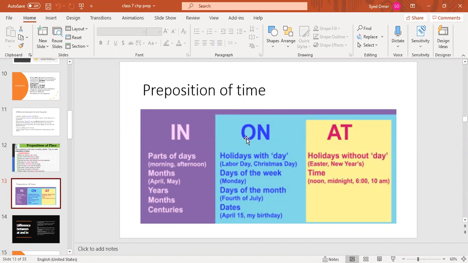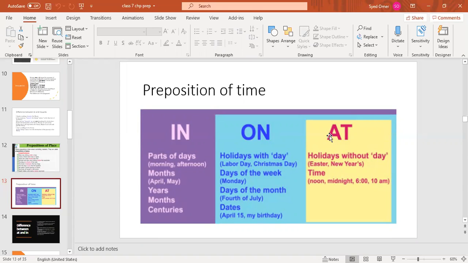On with date: on 24th, on 25th, on 26th. With day: on Monday, on Tuesday, on Wednesday, on Thursday. Okay, with the dates, with the days of the month, like the 4th of July, on the 6th of July, and holidays which have days: on Labor Day, on Christmas Day, on Eid Day, you have to put on.